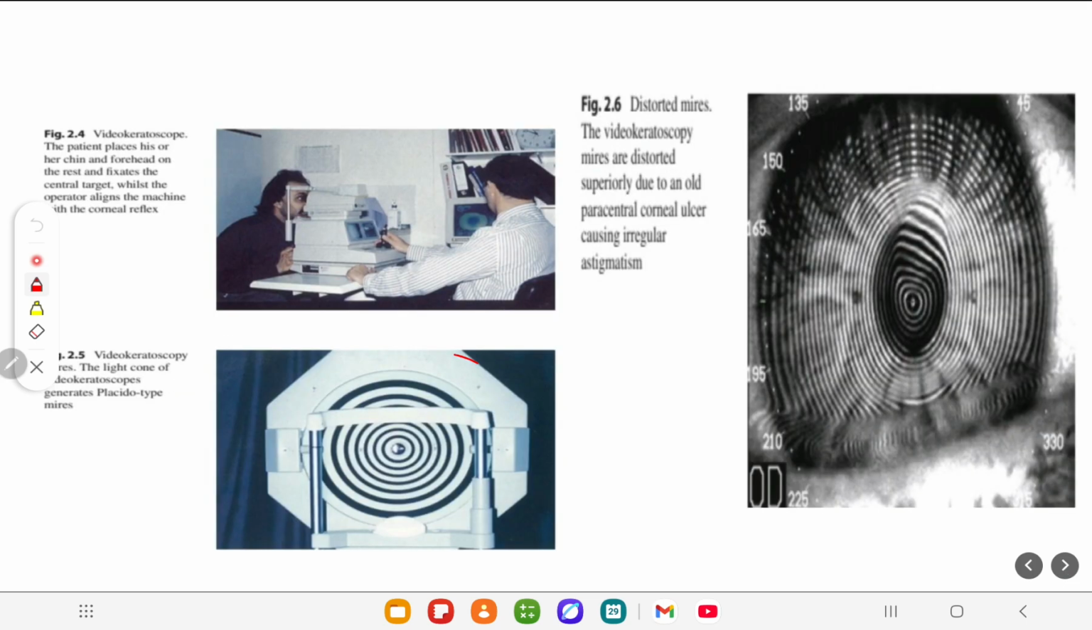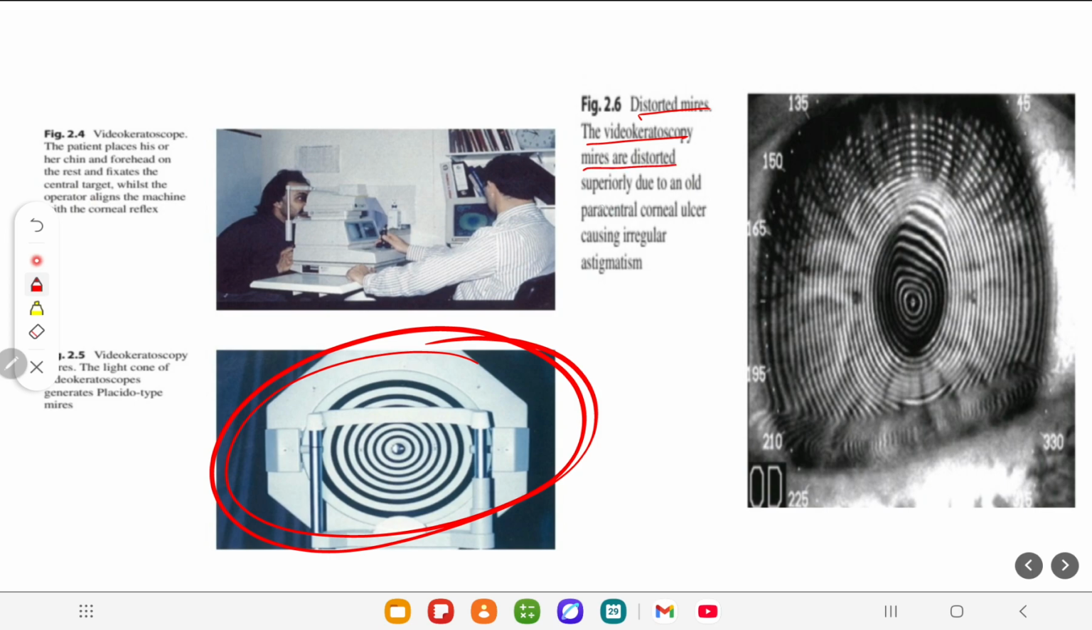So see, this is a Placido disc. You can see that. Can you see here? Distorted mires in video keratoscopy. The mires are distorted superiorly due to an old paracentral corneal scar causing irregular astigmatism. This area, can you see? There is distortion. And another thing that I want to show you: can you see this area, because of tear? So the mires are definitely not at all in their proper position. Just pause the video and see.